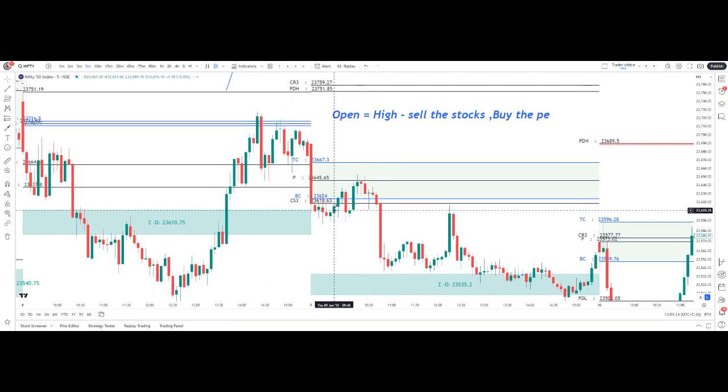After that we can see the market was consolidating for the first 5 to 15, 20 minutes. After that we can see the reversal from the pivot point, and the price touched the next support level. So this is the concept: open equal to high, we can look for selling the stocks. Then we look at one more concept, that is open equal to low, then we can look for buying the stocks, or we can buy the call option.